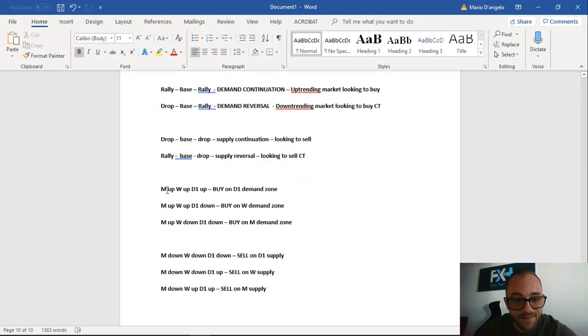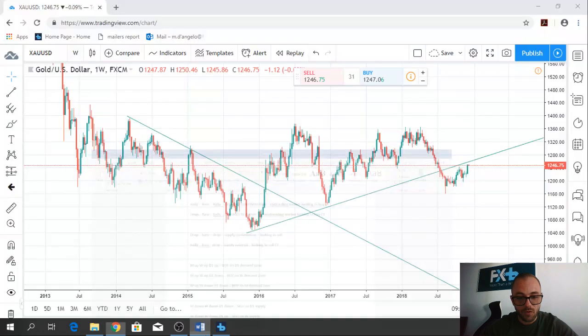So if my monthly is up, I know as a fact that I'll be looking to purchase that asset. But I need to know my weekly and my daily. So if my monthly is up, weekly is up, and daily is up, I would have bought on a daily demand zone. So let's see how it went.